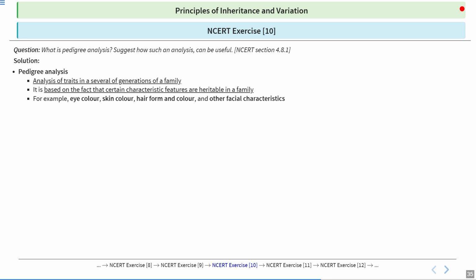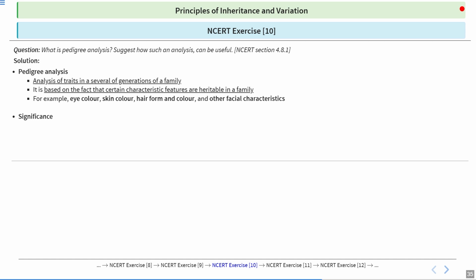For example, eye color inheritance. If you want to study eye color inheritance, the geneticists can tell what is the probability that the offspring will inherit blue color eyes or brown color eyes or black color eyes. Then skin color, hair form, hair color, and other facial characteristics. Apart from this, you can also trace the inheritance of genetic disorders and abnormalities.